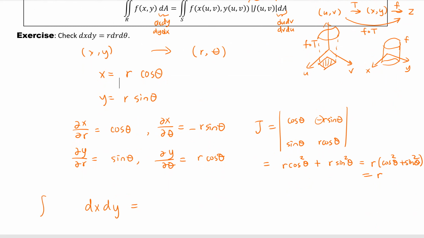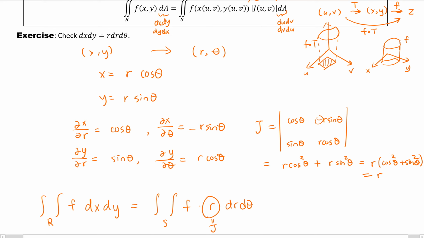So if we have an integral of f over R on the xy plane, and let's say S is the region in the polar coordinates, then we have f in terms of r and theta, and the Jacobian is r, and then we have dr d theta. So far so good. So this is in fact the Jacobian. So far so good, everybody. So now we have verified that.